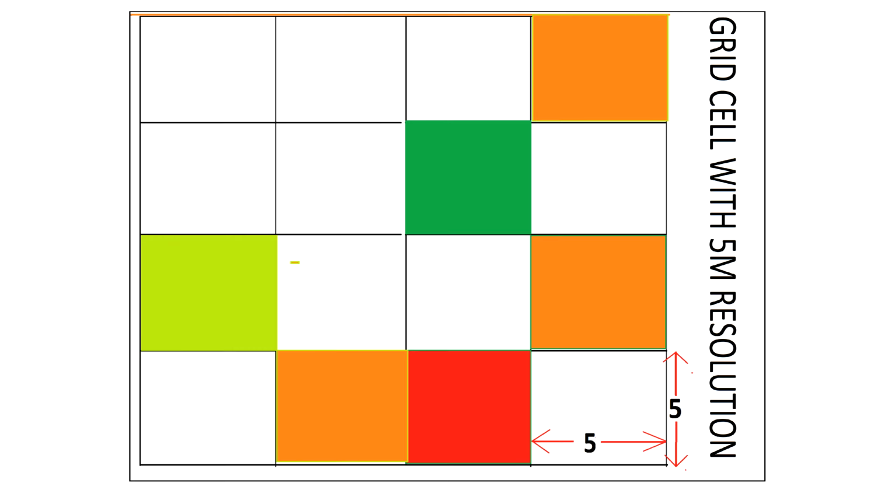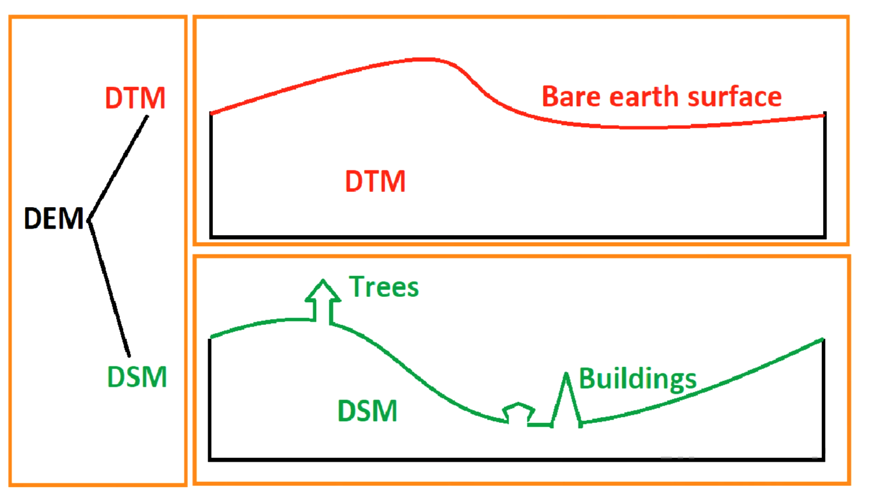The smaller size of the cell, or high density of points, represents a high resolution DEM. A cell size of 5 by 5 meters is often termed a 5 meter DEM.